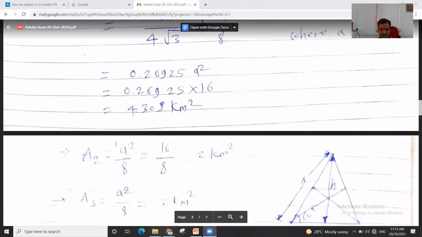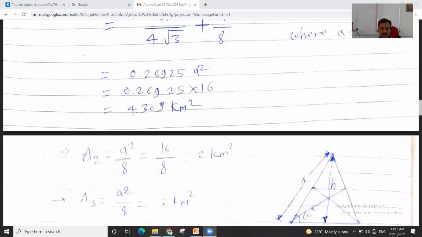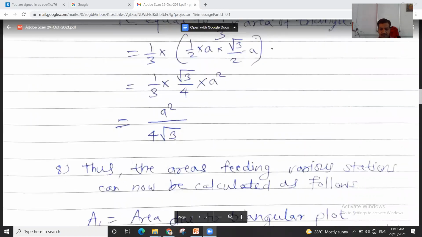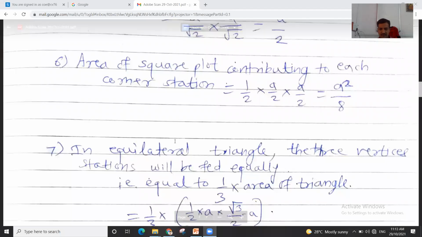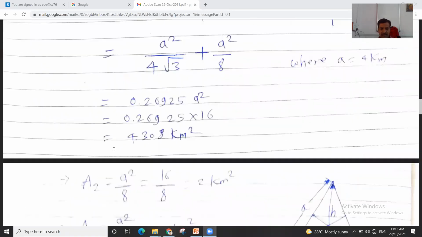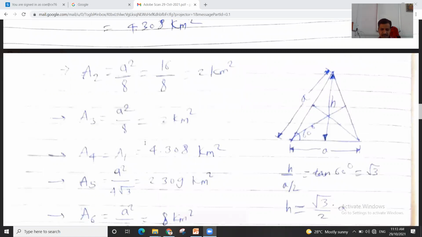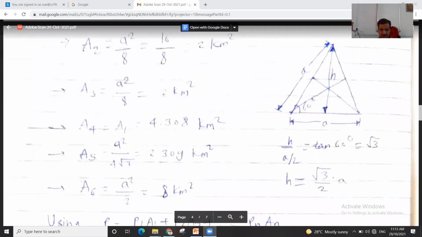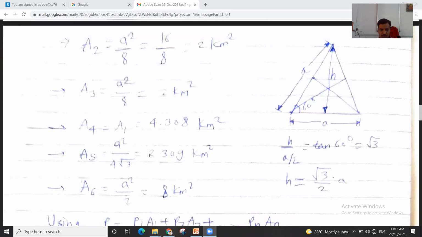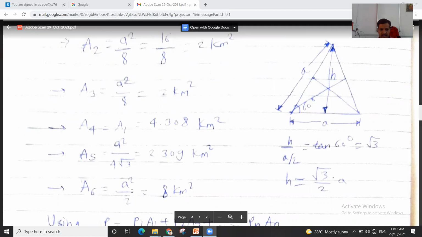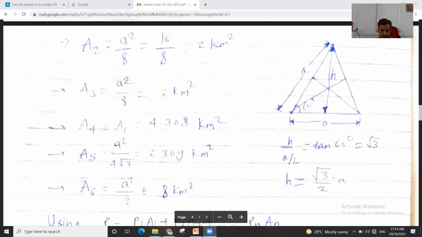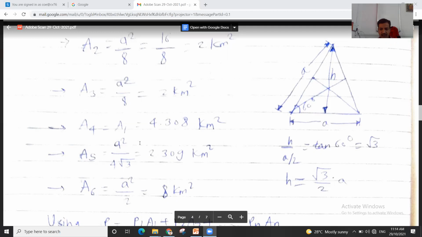That gives a1. Then the a2 is a² / 8. Okay, a3 a² / 8. a4 is equal to a1, that's similar to a1. Then a5 a² / 4 √3. And a6 a² / 2. Okay, this way all these areas are calculated.